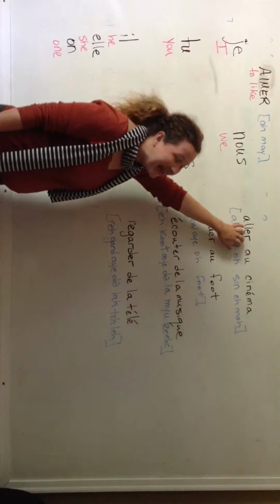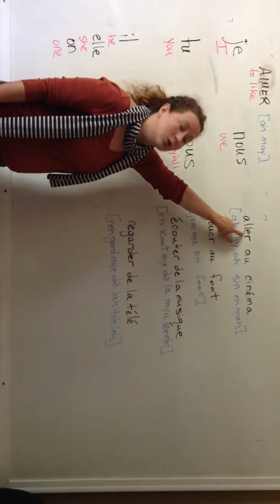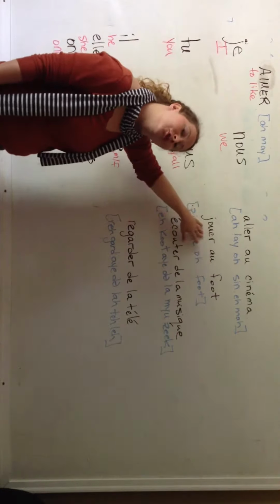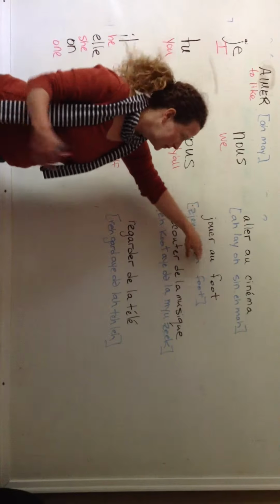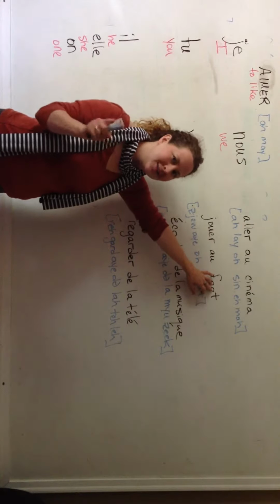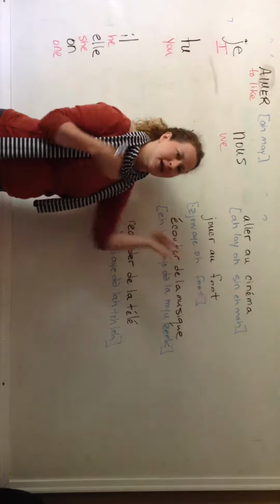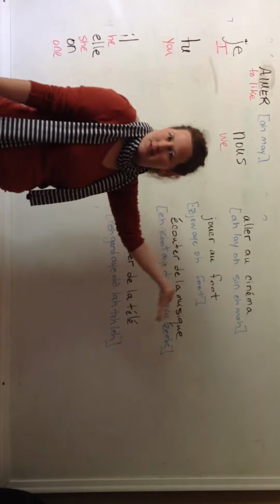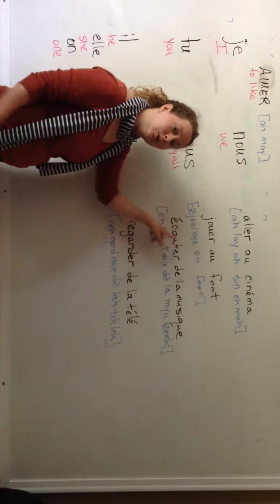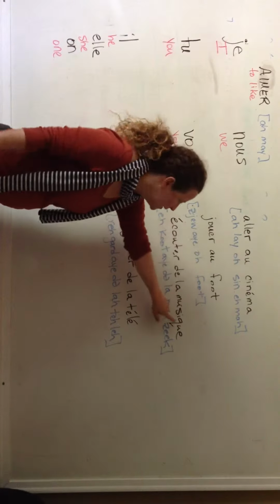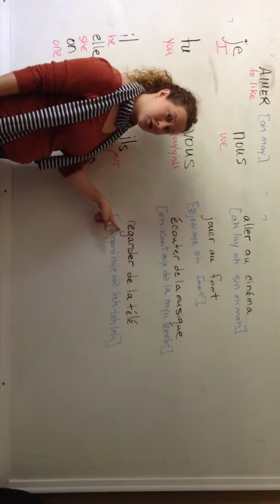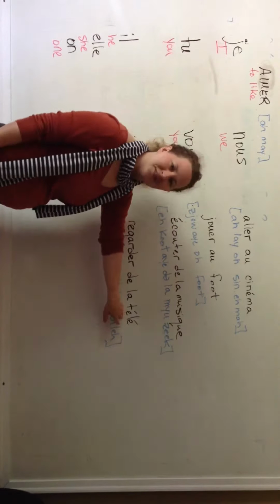So when you have aller au cinéma, to go to the movies. Jouer au foot, to play at the soccer, it's still French, not actual football. Football américain is the football that we play, but foot in Europe is soccer. Écouter de la musique, to listen to the music. And then regarder de la télé, to watch of the television.